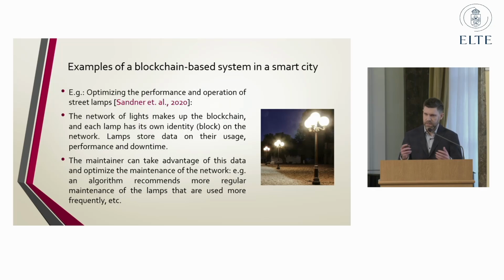And to not be that general, I brought an example of a blockchain-based system in a smart city, which has smart contracts as well. It's a hypothetical example I read in a paper in 2020. The network of lights makes up the blockchain in a smart city, and each lamp has its own identity, a block on the network. The lamps store data on their usage, performance, and downtime. So the maintainer, in this case for example the city council, can take advantage of this data and optimize the maintenance of the network. For example, an algorithm recommends more regular maintenance of the lamps that are used more frequently, etc.